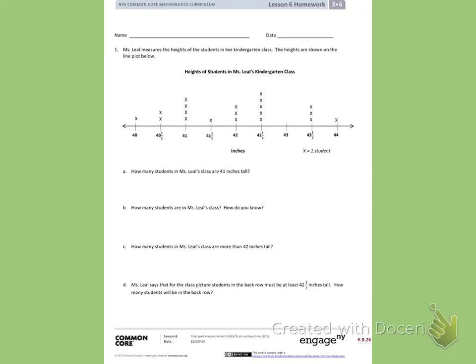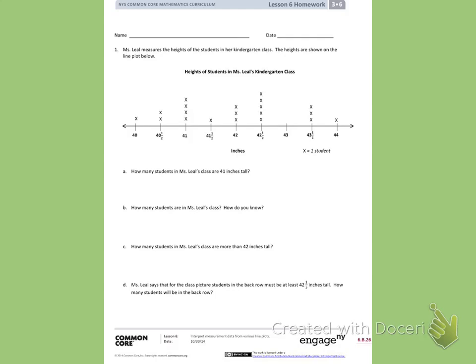Module 6, Lesson 6's objective is to interpret measurement data from various line plots. Item 1 says, Miss Leal measures the heights of the students in her kindergarten class. The heights are shown on the line plot below. Item A. How many students in Miss Leal's class are 41 inches tall?